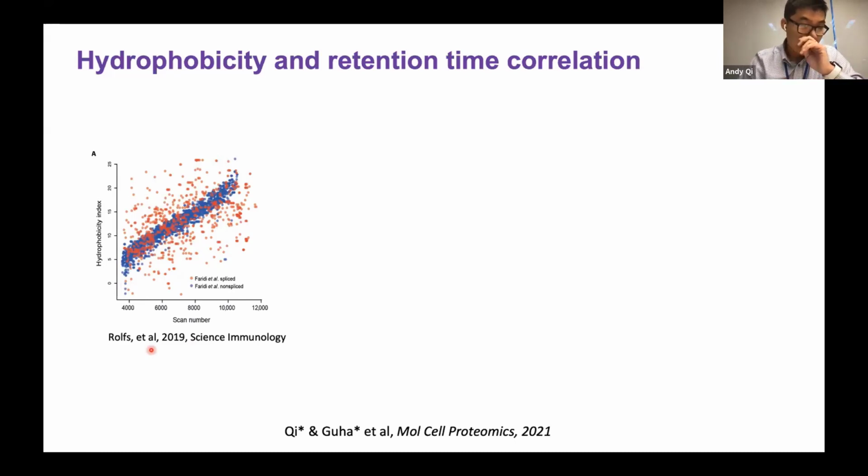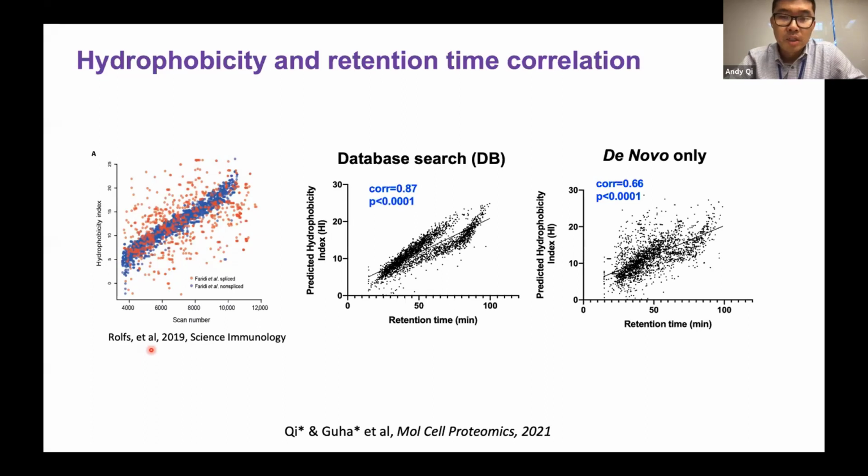But we still did that for the sake of the reviewers, in case they ask us about retention time and hydrophobicity, which is key for the chemical property of each immunopeptide. For the database search, we find a correlation of about 0.87, and for de novo only, we find 0.66. So definitely, I think it's really reasonable, as we saw before. It's key to see that the de novo only search has reasonably high confidence results, even though you don't have any FDR control at this moment.